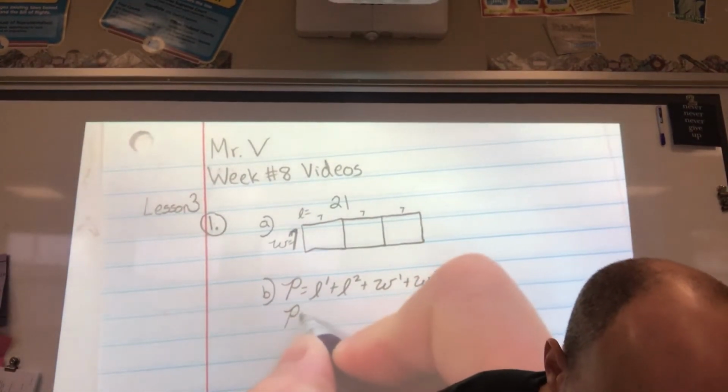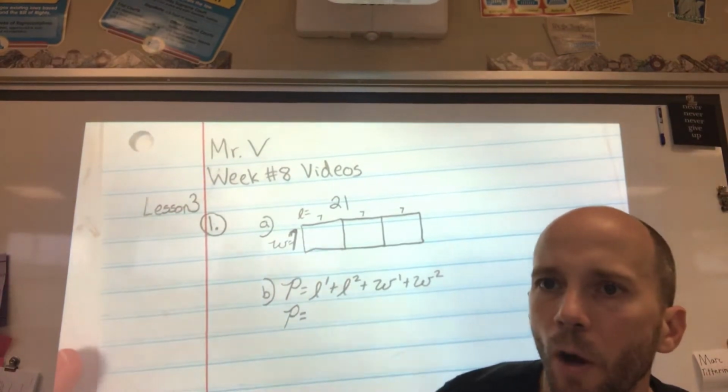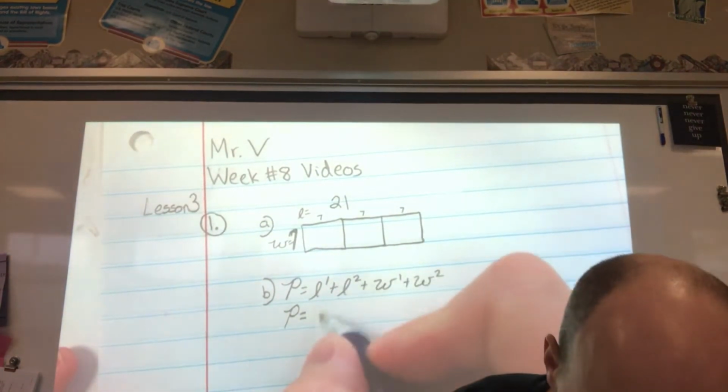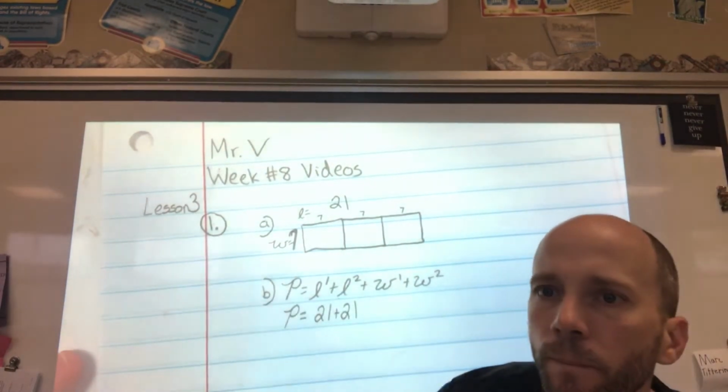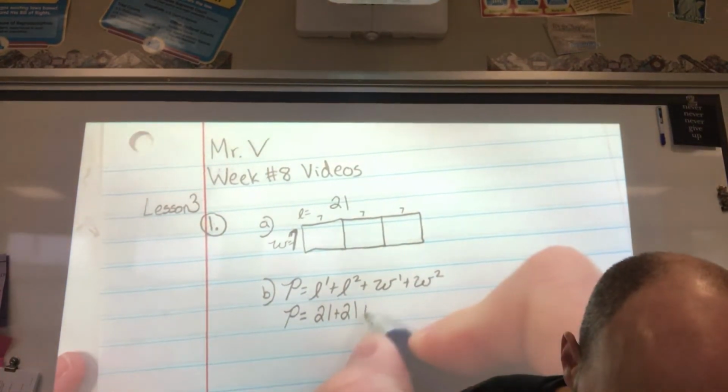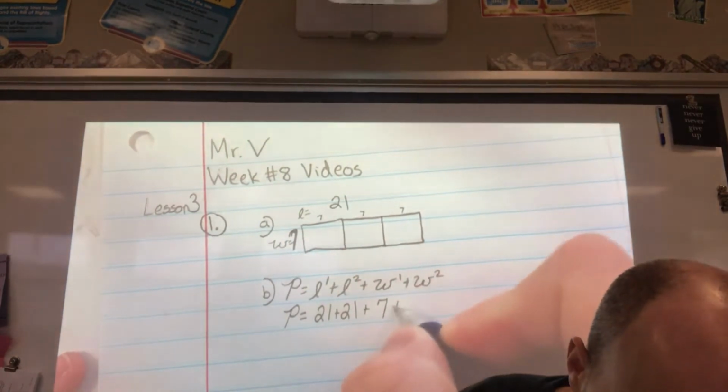So let's recopy P, because P is our unknown. We know one of the lengths. One of the lengths is 21. The other length is also 21. We know our widths are 7, and the other width is 7.